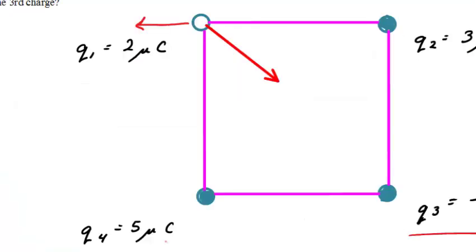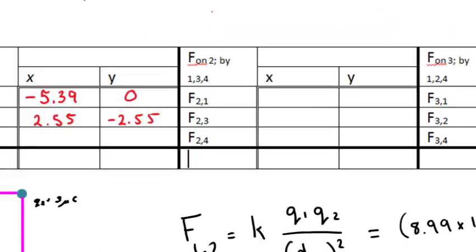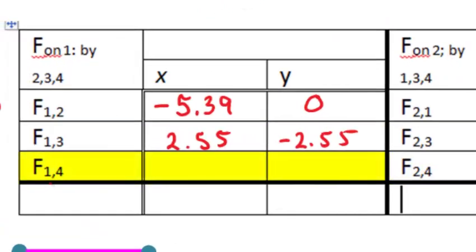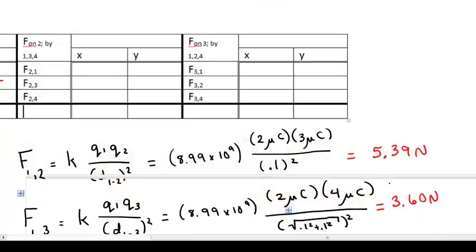The last force we have to figure out is between Q1 and Q4. Again, they both have the same sign. They're both positive charges. Like charges repel, that means they're going to be pushing against each other. So Q4 is going to be pushing against Q1, and it's going to go in that direction. That direction is the positive y direction. There are no x components. So the force on Q1 by Q4 is going to be positive y. It's going to have 0 x. And I just have to look over to my math work to find 8.99 newtons.